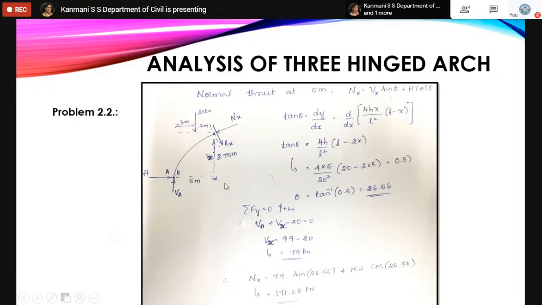To find the normal thrust, I will cut the section and enlarge that section. This is what we will get. At this joint, we'll have a vertical reaction. We have to find that vertical reaction, which is nothing but Vx. We need it, and we need angle theta.